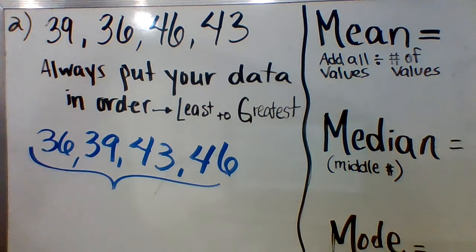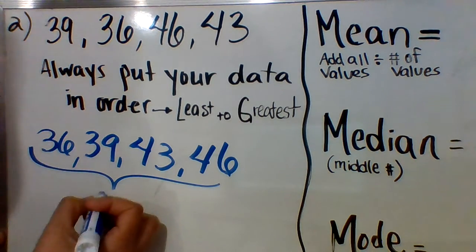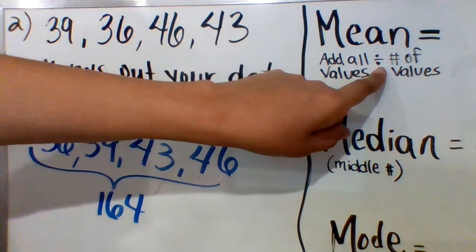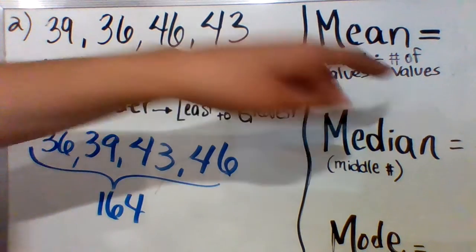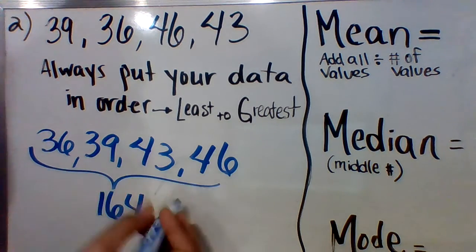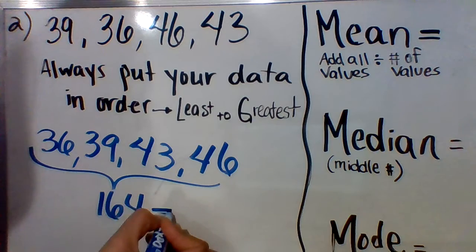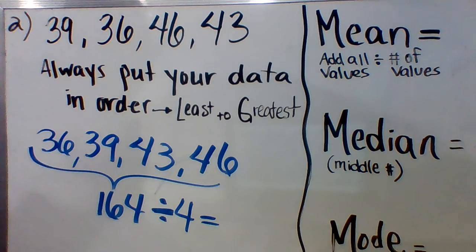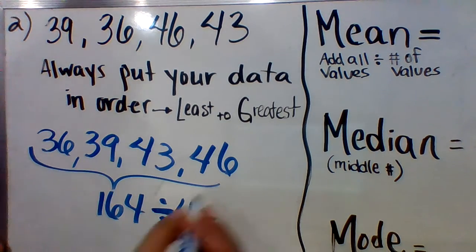When I added my numbers up, I got 164. Then I need to divide it by the total number of numbers. So how many numbers do we have? We have 1, 2, 3, 4 numbers. So I'm going to divide this by 4. Go ahead and do that on your calculator, and let's see if you get the same answer that I do.